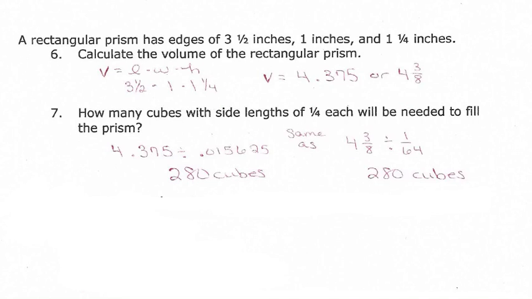Question 6. A rectangular prism has edges of 3.5 inches, 1 inch, and 1 1/4 inches. Calculate the volume of the rectangular prism. Volume is equal to length times width times height. You plug in your numbers, and the volume is 4.375 cubic inches, or 4 3/8 cubic inches.